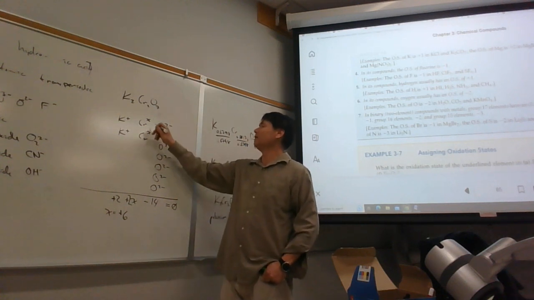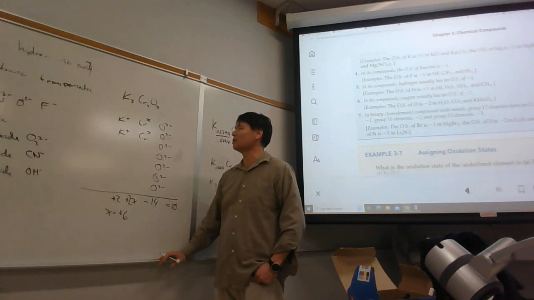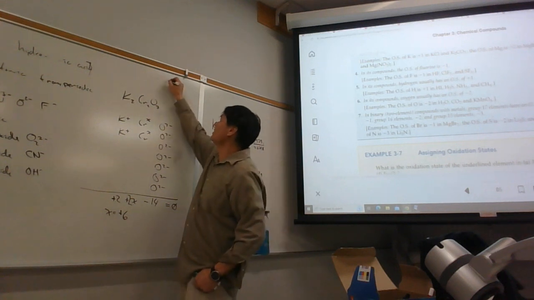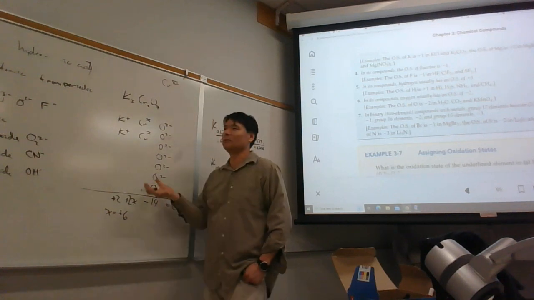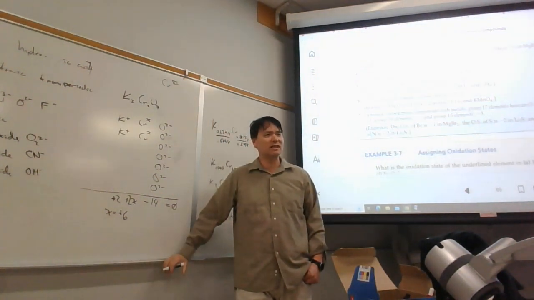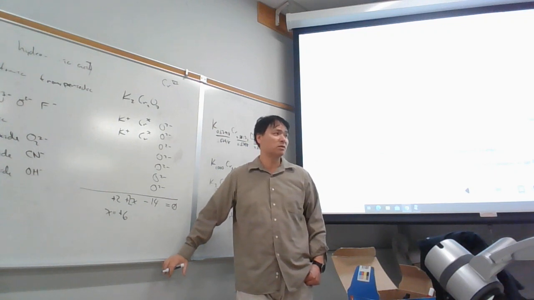Here we have the notorious chromium 6. Now, plus 6 is a huge positive charge. So typically when you see chromium 6, people use Roman numerals, because how can you get a plus 6? Have you ever seen a plus 6 cation? No, because it's a huge positive charge.